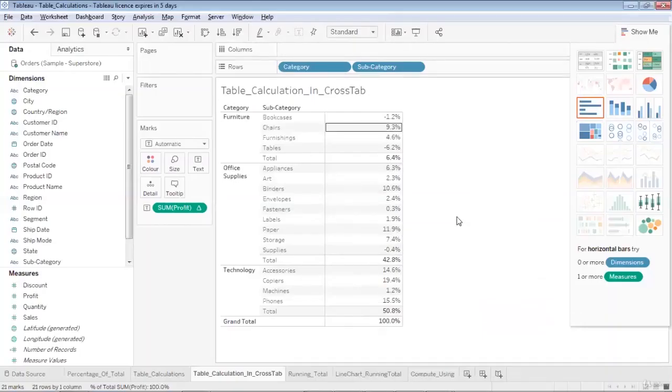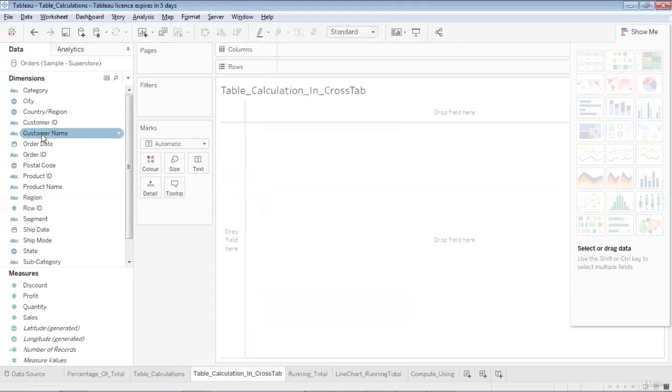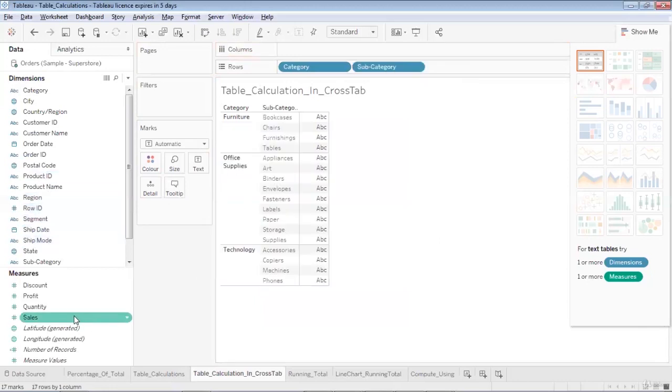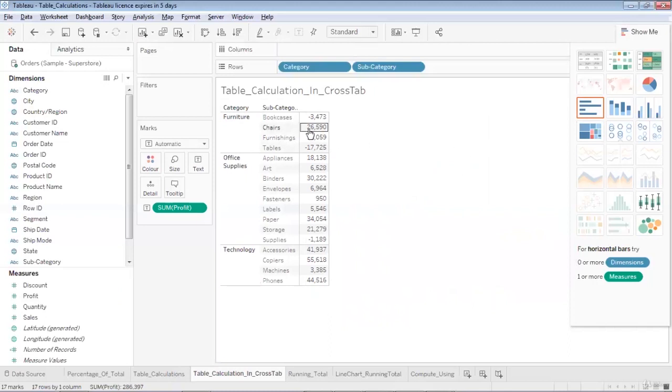So it looks pretty good, but we'll have to see how we can create such a good representation of our data. For this, let me remove everything. Now first of all, we'll place category over here, and then I'll place subcategory over here. Till now it is simple. Now when I place profit over here, this is the profit in the last 4 years across the categories.